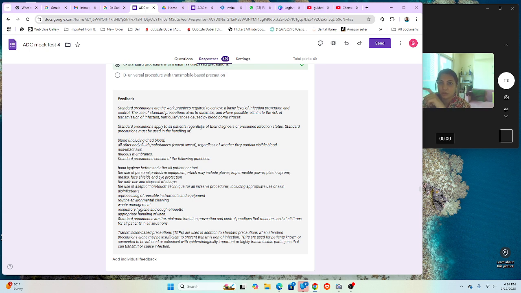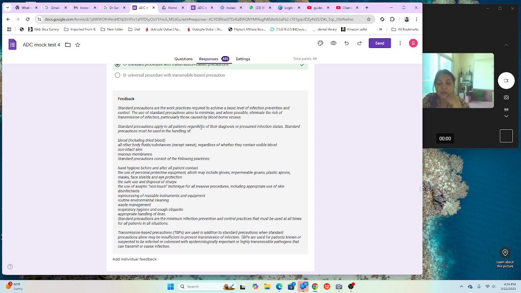The safe use and disposal of sharps. The sharps, you dispose of in a container where the biohazard is mentioned, that yellow colored box. The use of aseptic non-touch technique for all invasive procedures, including appropriate use of skin disinfectants. Routine environmental cleaning, reprocessing of reusable instruments and equipment, waste management, appropriate handling of linen. Standard precautions are the minimum infection prevention and control practices that must be used at all times for all patients in all situations. So this is the basic level of thing that you have to do in standard precautions.